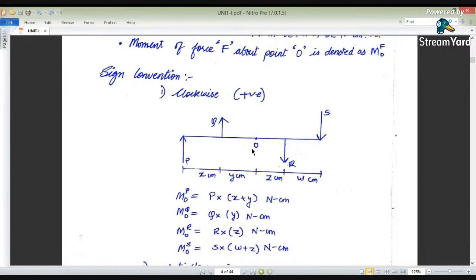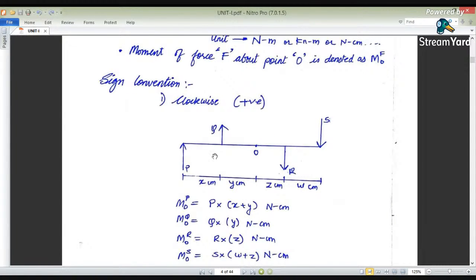So then we are finding the moment of all forces at a point O. Moment of force P at point O. For this force P, we have to take moments about this point O. It will rotate in the clockwise direction. It is separated by a distance of x plus y, therefore the moment is P into (x plus y), measured in Newton centimeters.